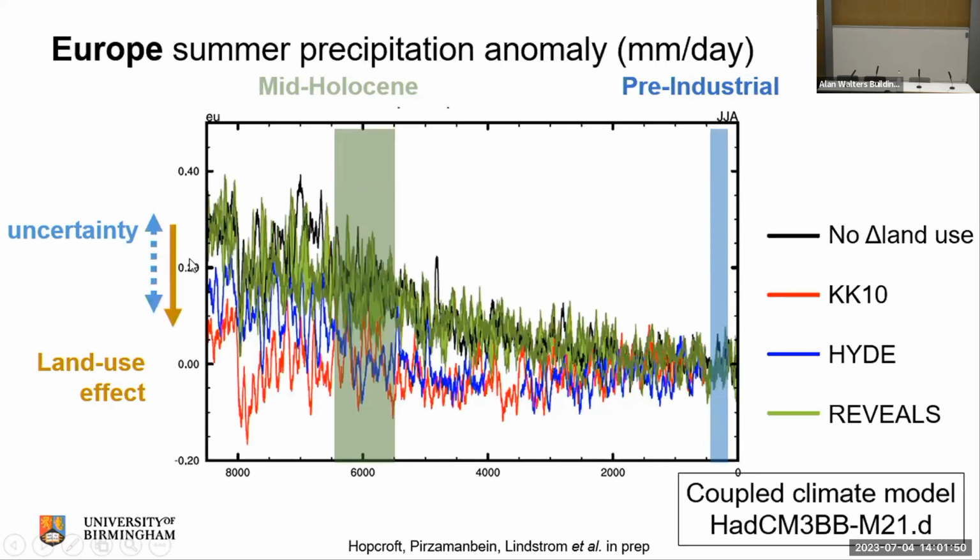We can also do the same for other variables. This is the same, but for precipitation in Europe. And you can see again, there's quite a big difference between the scenario with no land use, which is the black one in the background, and especially the blue and the red curve, which are the land use estimates from population. So it's having quite a big impact on the precipitation signal there.